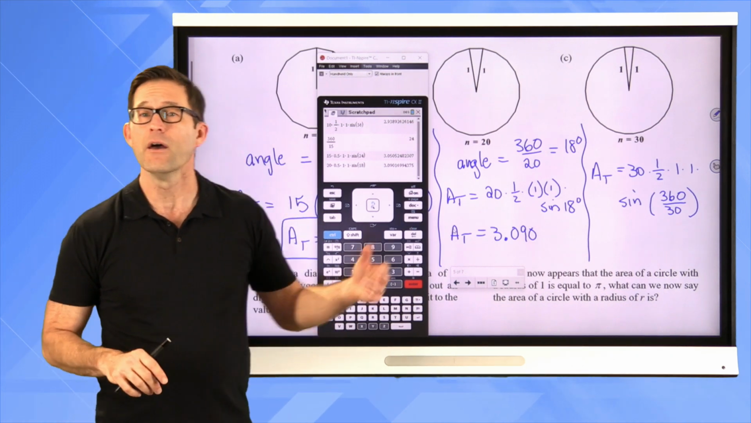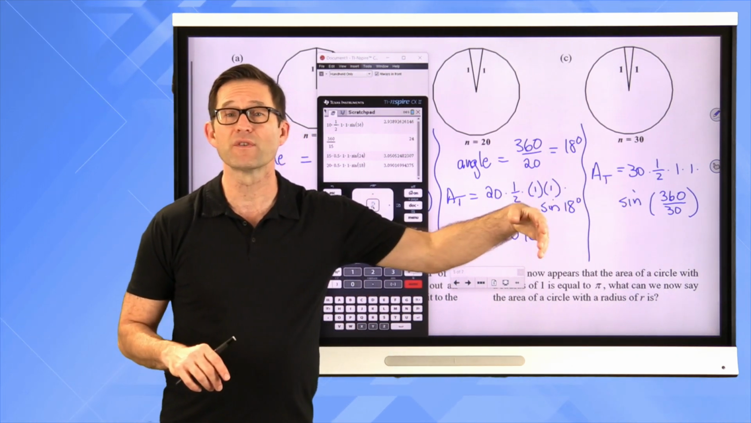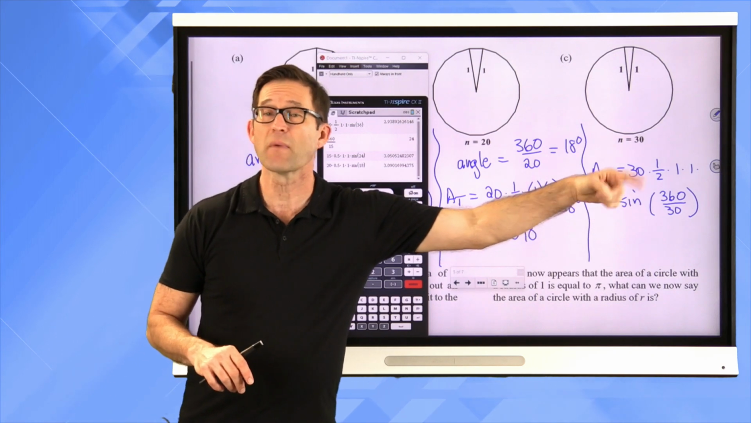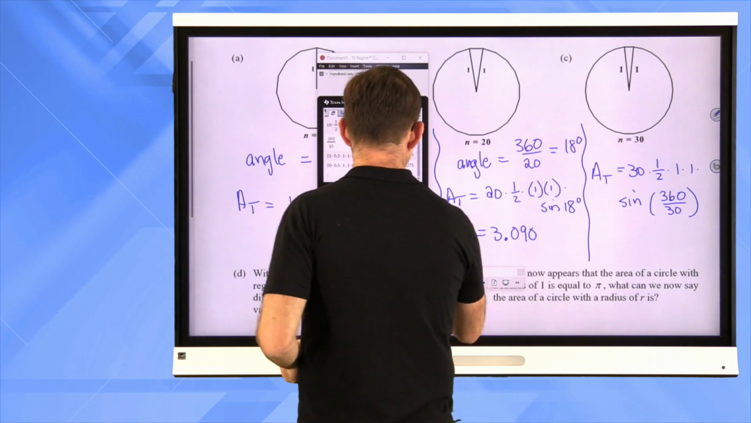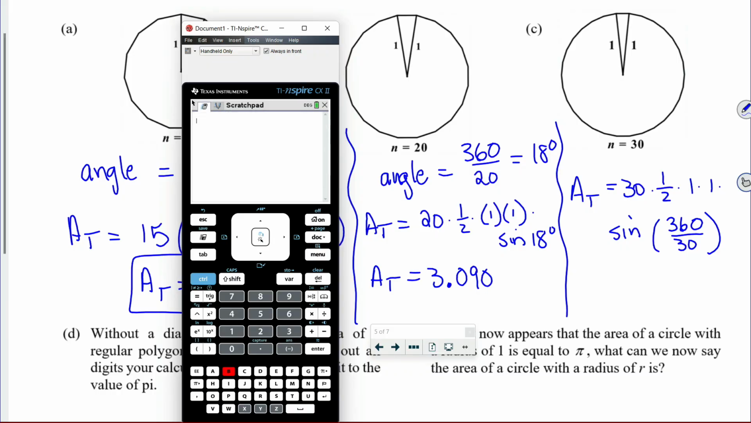nothing wrong with that. But I really don't need to particularly know what the angle is because my calculator can figure out 360 divided by 30 for me. So actually, let me erase this and just do it that way. I'm going to do 30 times 1/2 times 1 times 1 times the sine. And now let me put that fraction in of 360 divided by 30. All right, let me get out of there.